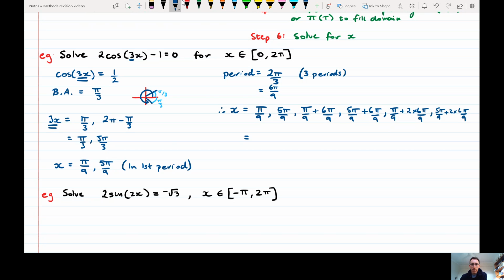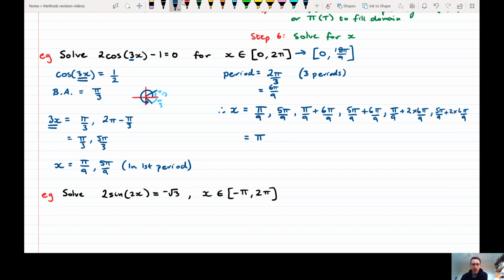A quick check also will enable me to look at my domain, and my domain is between 0 and, if I write 2 pi with the same denominator as all of these, it's going to be 18 pi over 9. So I've got to make sure my biggest value here, this last one, doesn't go bigger than 18 pi over 9 to make sure all my solutions have been met. So we'll see that in a minute.